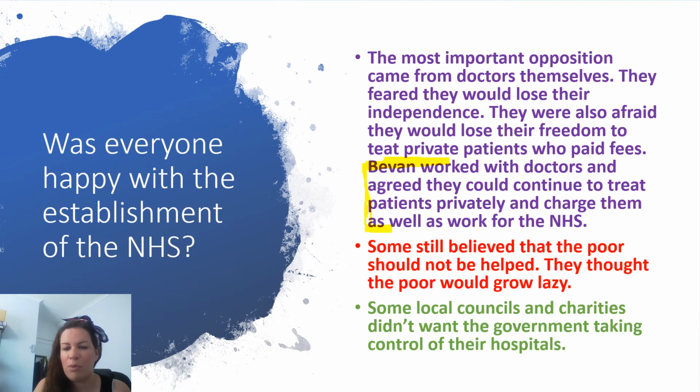Also, some still believed that the poor should not be helped because they thought that the poor would be lazy, and actually that they'd be more lazy if they thought they could get something for nothing. So they were like, maybe this isn't great. And then finally we've got some local councils and charities that didn't actually want the government to take control of their hospitals. They'd worked really hard to develop them and to implement them, and they were a bit sceptical about the government nosing in, taking over what they'd worked so hard to achieve. So there was a fair bit of opposition, and it meant that Bevan had to work a lot harder. He had to really talk about the benefits and make sure people were aware of what would come from it.